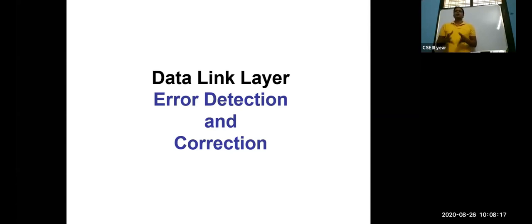One of the responsibilities of the data link layer is, when a data frame is being sent from one node to another node, if an error happens in between, how the receiving device's data link layer will understand it, will detect it, or if it can correct it as well, right?